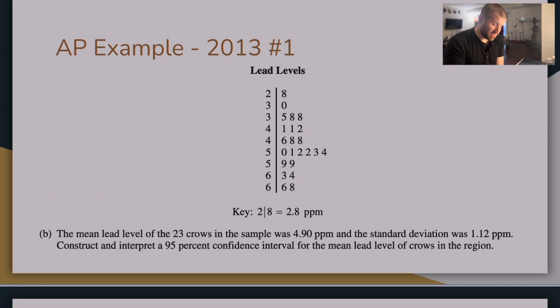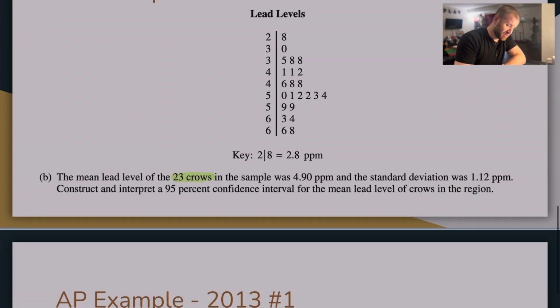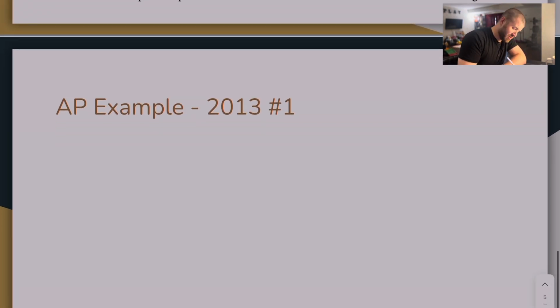So you're given the mean lead level of 23 crows. The first thing I notice is that there's only 23. So I know my sample size isn't big enough, so I'm going to need to use that no skewness and no outliers, or I'm going to have to look for that sentence that says we can assume the population is normal. Problem is, I don't see that. And so I know I'm going to have to use the no skewness and no outliers deal.